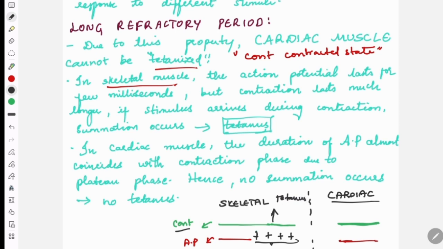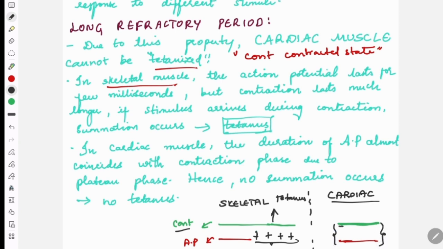That means the heart remains in the continuous contracted state. This is the reason why in the skeletal muscle we get to see muscle spasms, whereas in the cardiac muscle tetanization is not possible because of this reason. Now, what happens in the cardiac muscle? The action potential and the contracted state coincide with each other. Okay, they coincide with each other.